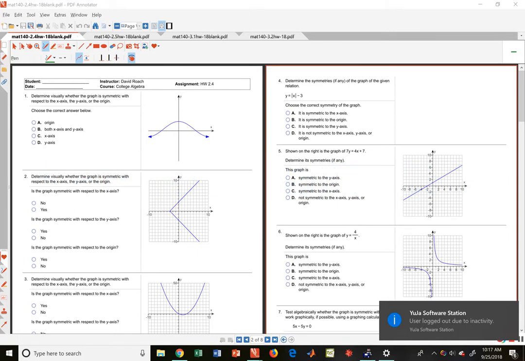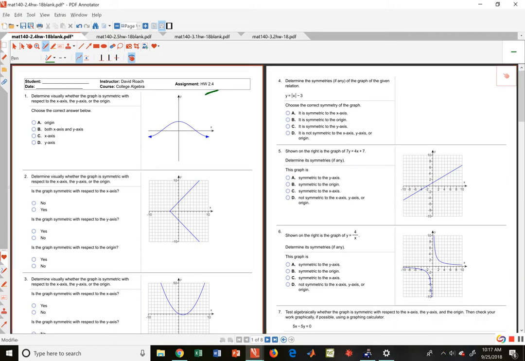Hello, today we're going to be working on section 2.4. It's a topic about symmetry. So let's start with problem number 1 in section 2.4.